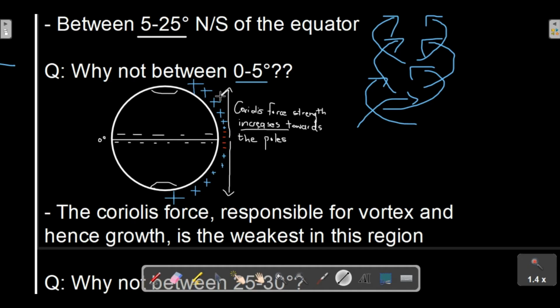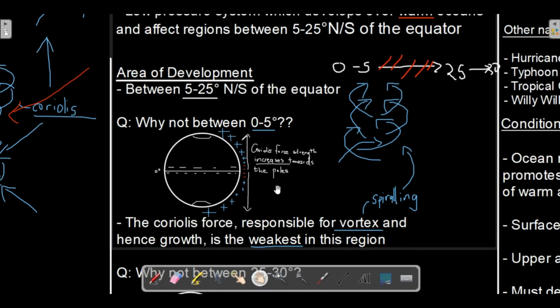Why don't you get tropical cyclones developing between 0 and 5? Well, a tropical cyclone requires Coriolis force. And between 0 and 5, the Coriolis force is very weak. Coriolis force, remember, is responsible for the spiraling of wind. That's what we call the vortex. So the vortex is that movement that you see, the spiraling of wind. At this region, it is the weakest in strength, and hence it cannot promote the development of a tropical cyclone.